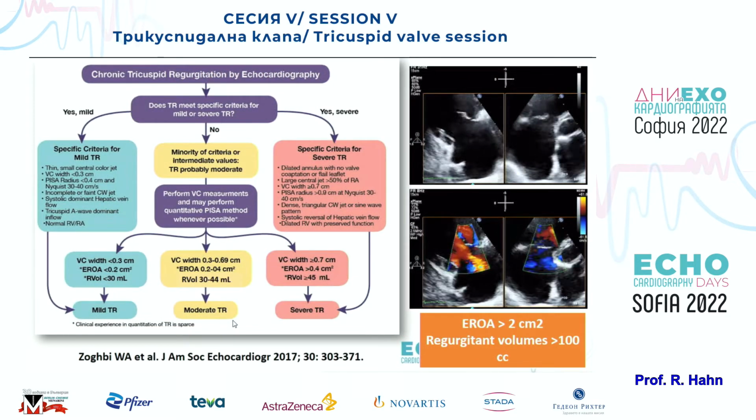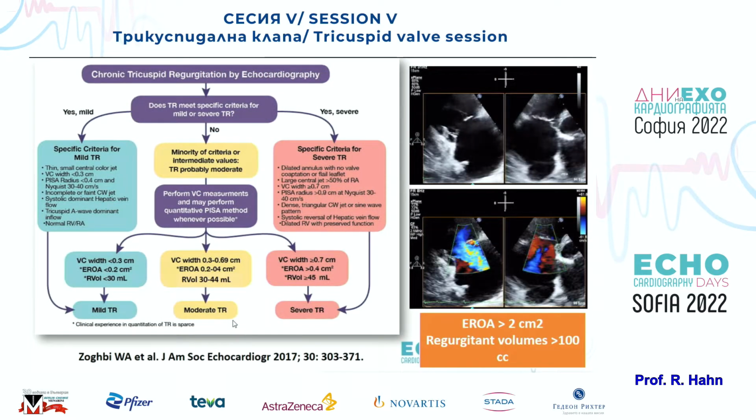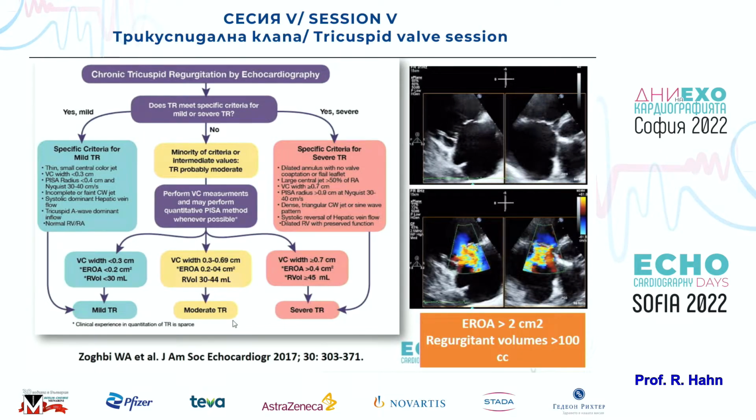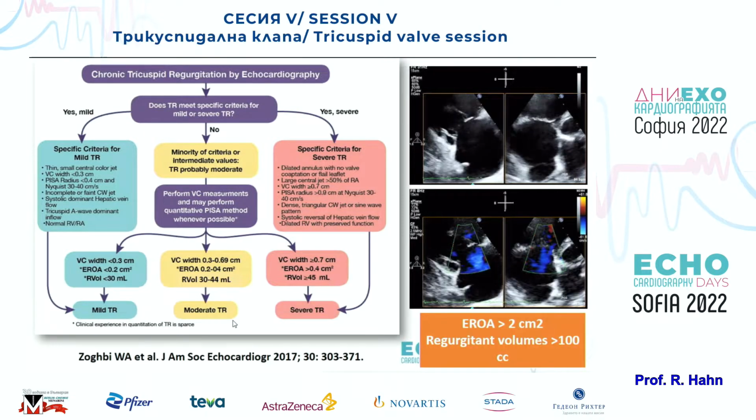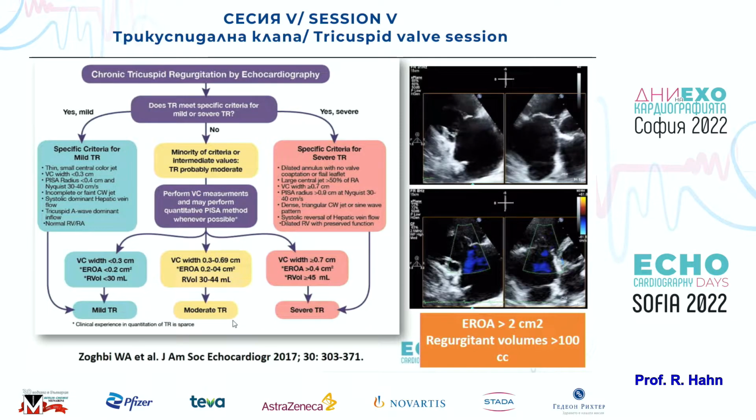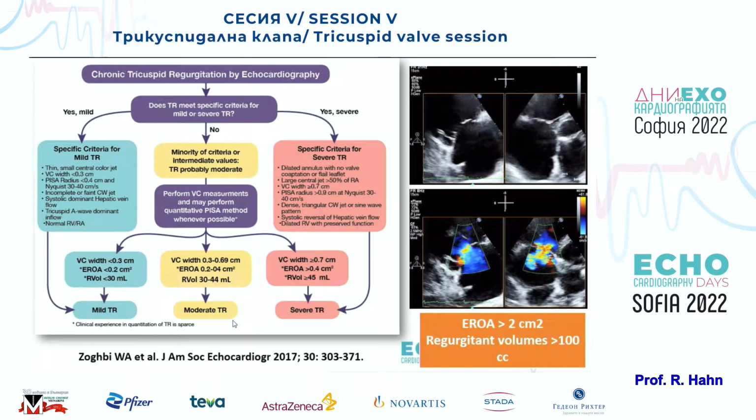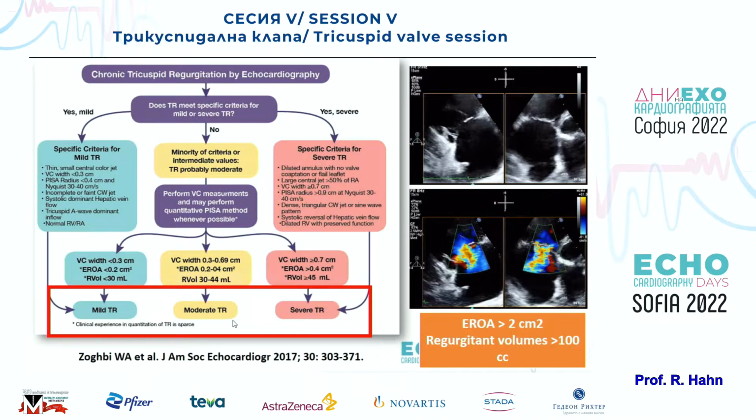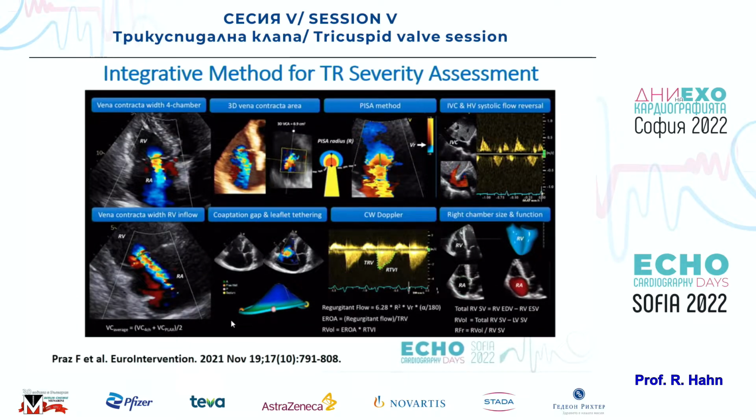Now, when we try to quantify and determine whether we have mild, moderate, or severe disease, we use our imaging guidelines, and this is just the algorithm used in the American guidelines, very similar in the European guidelines. And the issue becomes that we have patients who have far more than severe regurgitation, and we'll discuss later how to grade the severity beyond severe. So the integrative method for tricuspid regurgitation severity assessment should always be followed. And this is just a review by the PCR working group on how to assess tricuspid regurgitation severity.